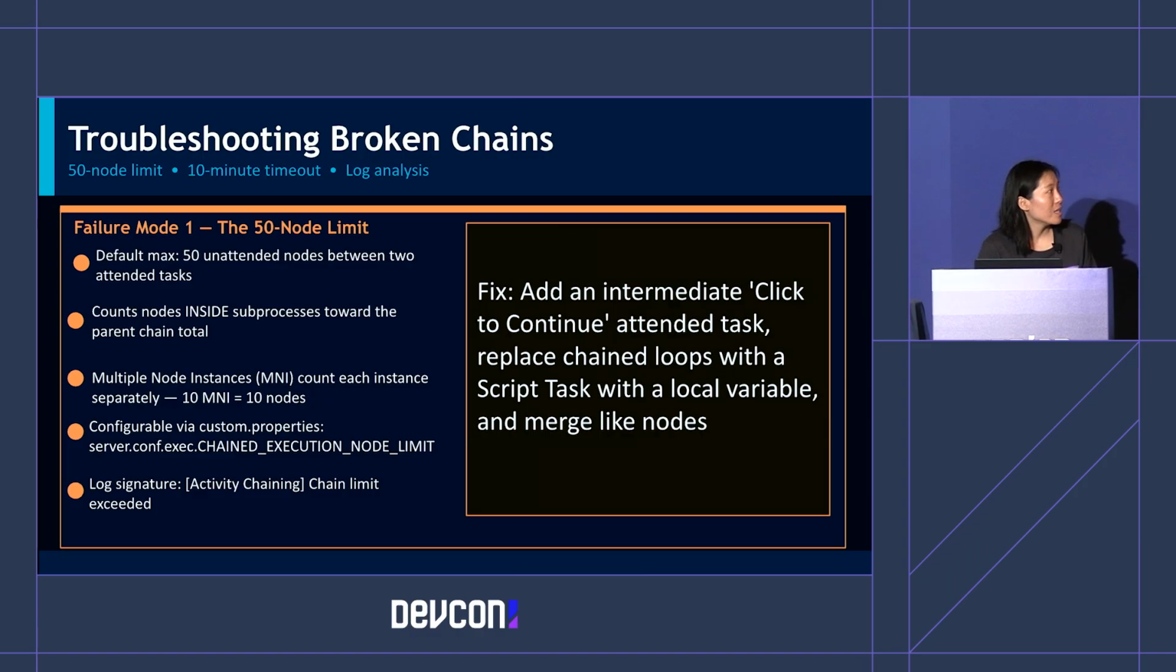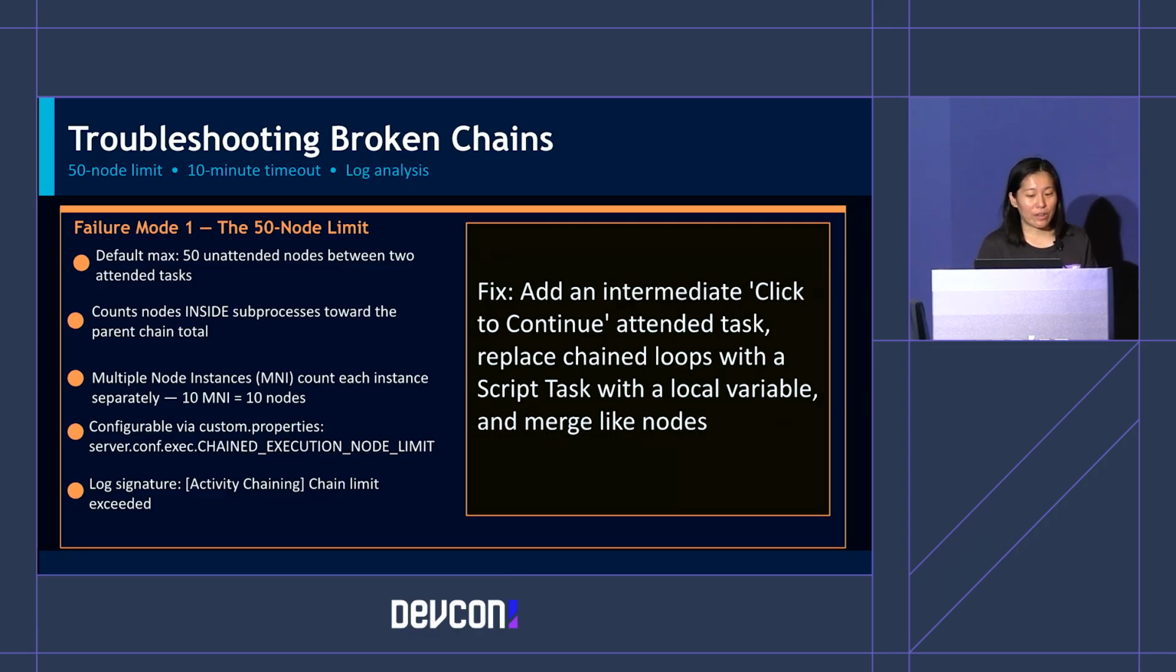Something else to note about activity chaining when you're butting up against that budget, if you use MNI and you're activity chaining through an MNI node, every instance that the MNI generates counts towards your 50 node budget. So if you have 10 instances of a send email node that you've MNI'd over, that's minus 10 to your activity chain budget.